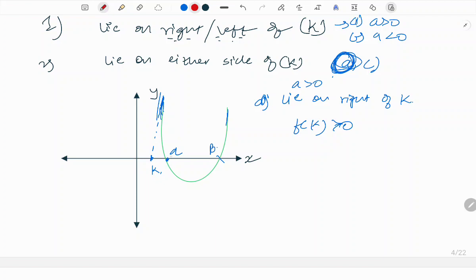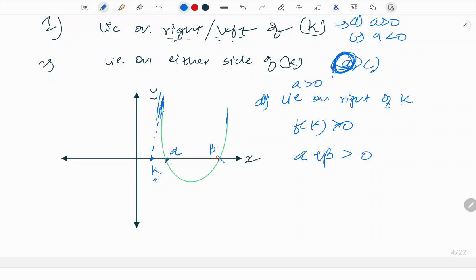So we can say the sum of the roots over here must be greater than k. So we can say alpha plus beta must be greater than k, or in a general sense we can say it is greater than 0 if the y-intercept is also positive. That means c is greater than 0 and k is a positive number.